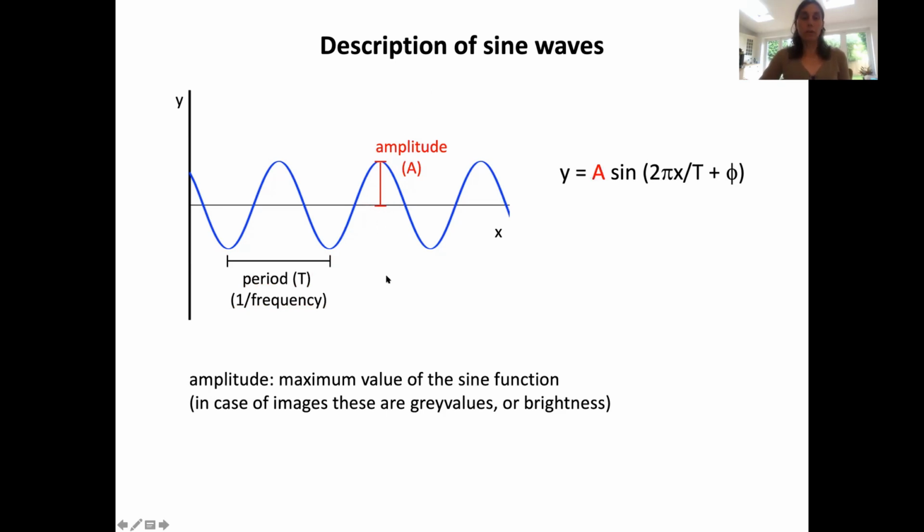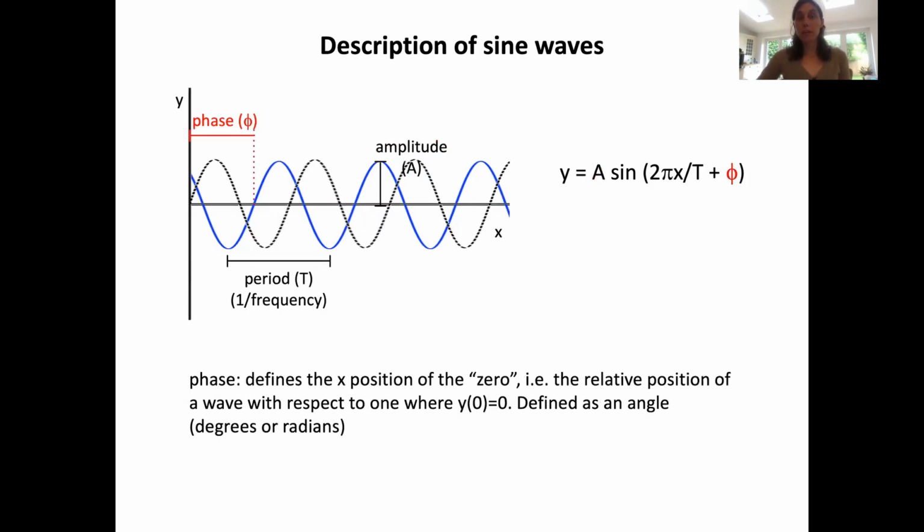So this is quite intuitively the maximum value of the sine function. Okay, and in the case of images, it is the gray value or the brightness of the image. So that is quite intuitive. And then the third parameter is the phase. So the phase defines how much the wave we are interested in, in this case the blue wave, is shifted with respect to a wave that starts at 0.